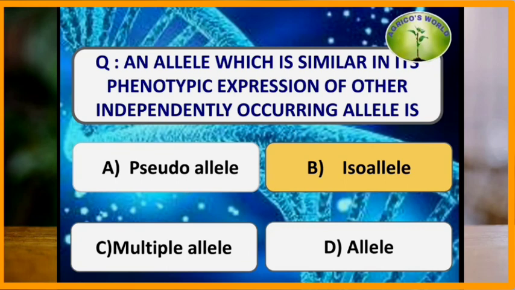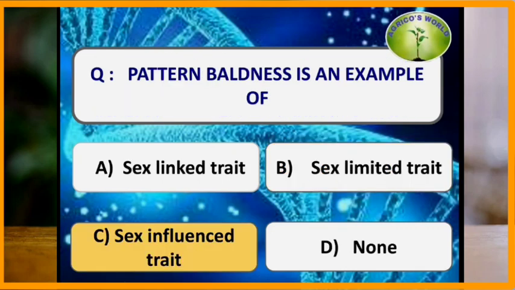An allele which is similar to its phenotypic expression of another independently occurring allele is called? It is known as an isoallele. Pattern baldness is an example of? Pattern baldness is an example of sex-influenced trait.